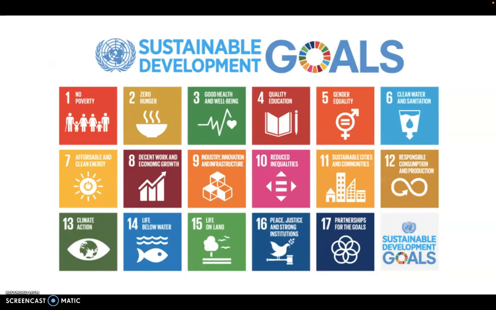So our first one is no poverty. Our second one is zero hunger. Our third is good health and well-being. Our fourth is quality education. Our fifth is gender equality. Our sixth is clean water and sanitation. Our seventh is affordable and clean energy.